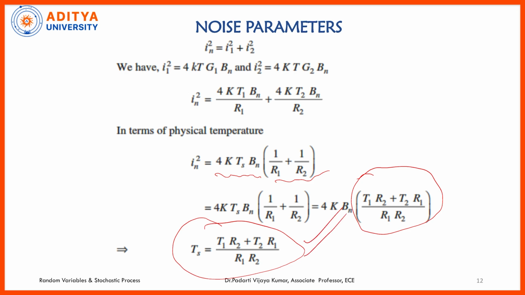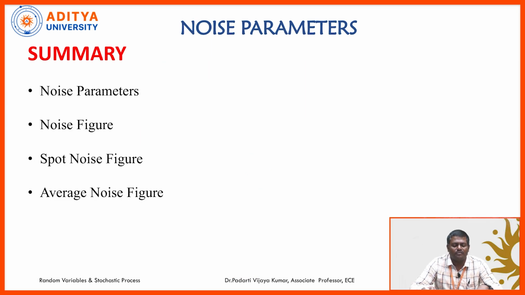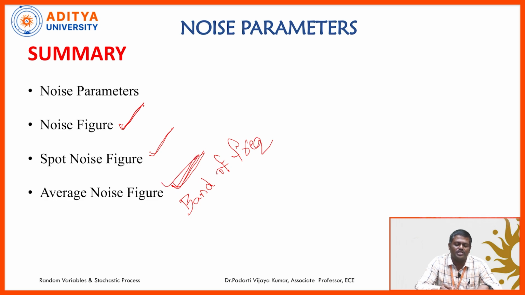Very frequently we use these problems or these concepts in series and parallel. So, in this session what we have seen, we have defined what is meant by noise figure, what is meant by spot noise figure, what is meant by average noise figure. Noise figure in general we defined, spot noise figure is defined only for a particular frequency, and average noise figure is used practically for a band of frequencies. So, this average noise figure is generally used practically for analyzing the noise.